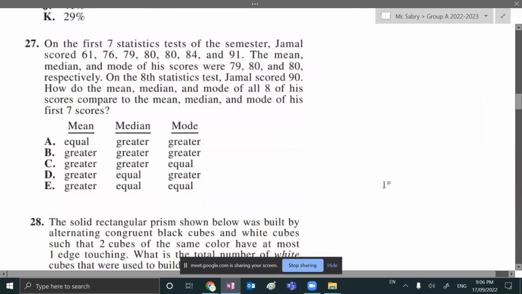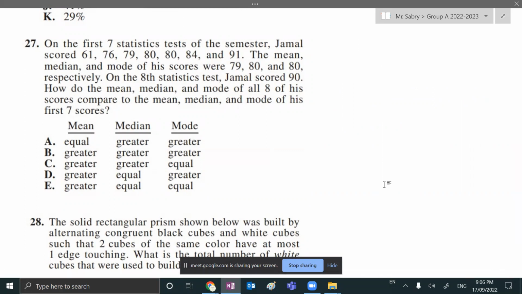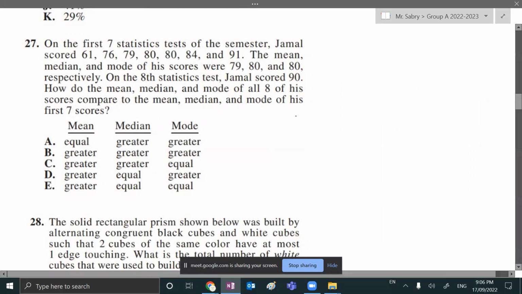Let's check 27. 27 بيقول لي on the first 7 statistics tests of the semester. ده مهم لان احنا حلينا حاجات شبهها كتير. Jamal scored 61, 76 and so on. The mean, median and mode of his scores were 79, 80 and 80. So mean, median and mode. The mean in this case is 79 while the median is 80 and the mode is 80. On the 8th statistics test, Jamal scored 90.